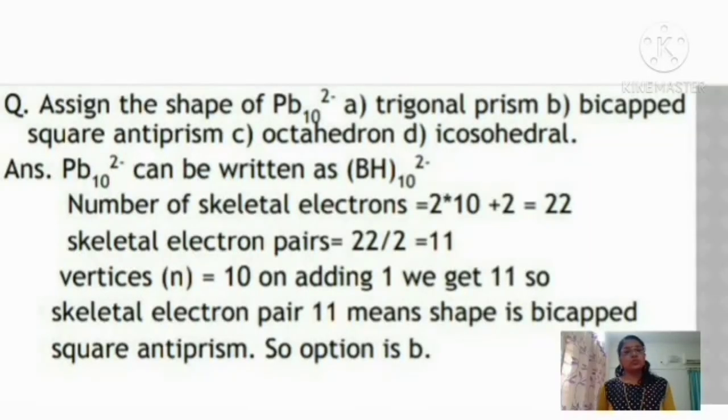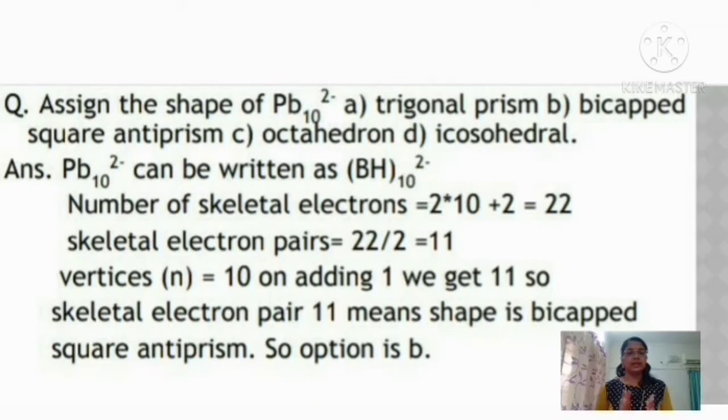So let us move to one example, that is one question: assign the structure of Pb10 2-. The options given are: first, trigonal prism; second, bicapped square antiprism; third, octahedron; and D option is icosahedron. So the first step is to find out the polyhedral electron count.